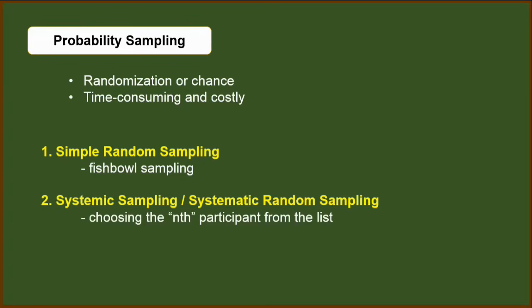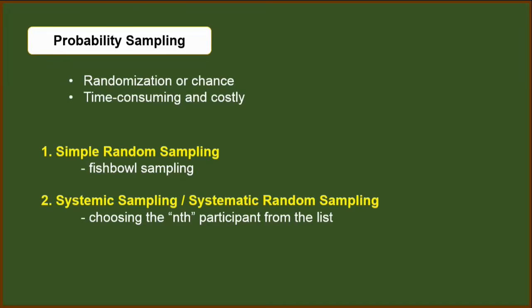It involves choosing the nth participant from the list. For example, you have a list of 100 students in your school, and then you are just picking every fifth participant on the list. So the fifth, the 10th, the 15th, 20th, 25th, 30th, and so on.